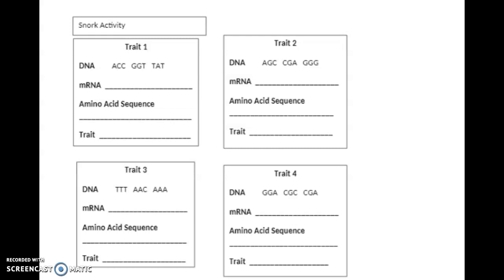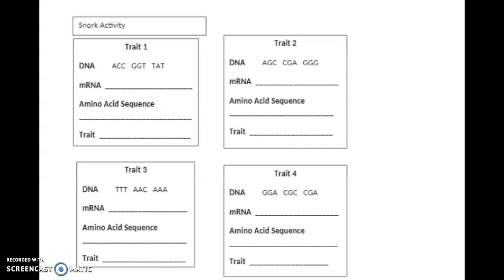Okay, next we're going to complete the SNORK activity. In the SNORK activity, we're putting together everything that we've learned so far. We're going to go through transcription from DNA to mRNA, and then we're going to use our codons to find an amino acid sequence. It's just going to be a SNORK codon table, and then we're going to determine which trait that DNA strand was coding for.